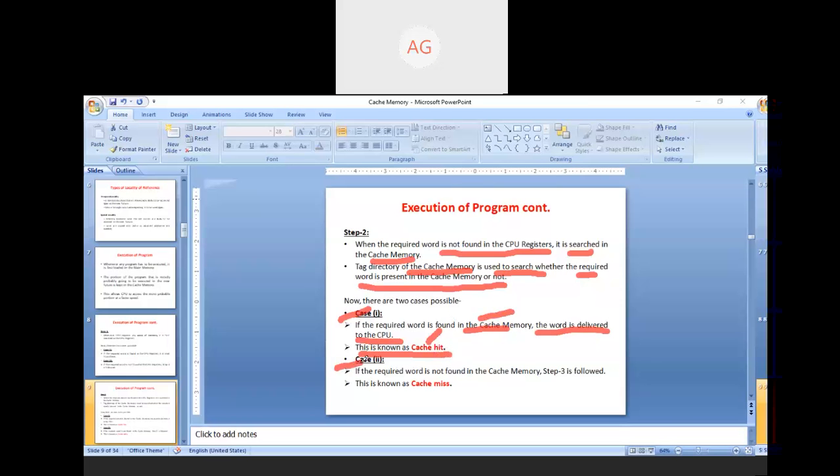The second possibility is that if the required word is not found in the cache memory, then step 3 is followed. And this is known as cache miss. You need to remember these words, cache hit and cache miss, because in your exams, there are some numericals which are based on the cache hit and cache miss also. So whenever a word is found in the cache memory, it is called a cache hit. And whenever a word is not found in the cache memory, it is called a cache miss.